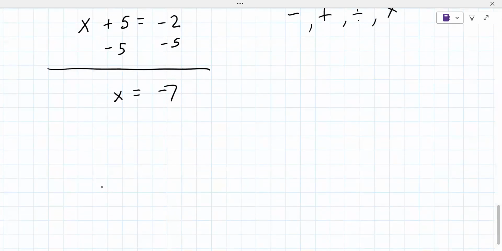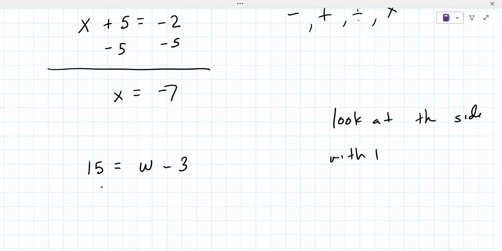So let's look at another problem. Let's say it's 15 equals W minus 3. So you always look at the side with the variable. Do you know what I mean by side in this context? Yes. Okay, so there's a left side which has got 15 left of the equals, a right side which is W minus 3. You look at the side with the variable. What is going on here to the right of the variable? What do you see here? -3, subtraction. So you undo subtraction with addition. You add 3 to both sides.